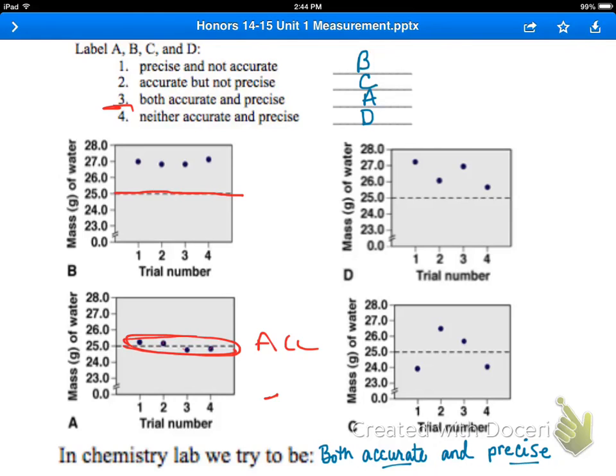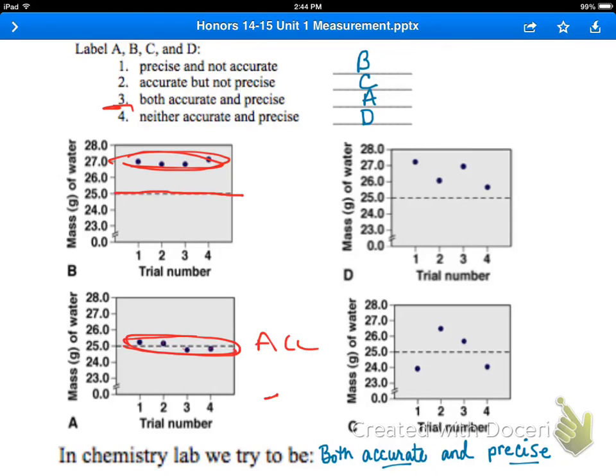If I look at B, my results are not accurate. Here's the accepted value. Here's my lab values. They are not close to the accepted values, so therefore, I am not accurate. But they are all close to each other. So in this case, I'm precise but not accurate. This is the kind of thing where I forgot to subtract my weighing dish, so I keep getting the same wrong answer, and each time it's pretty close to each other.